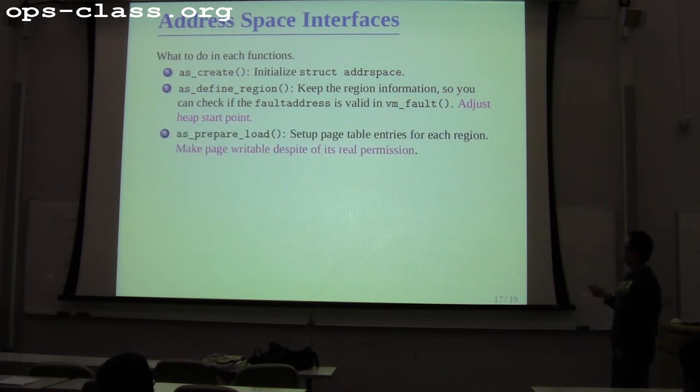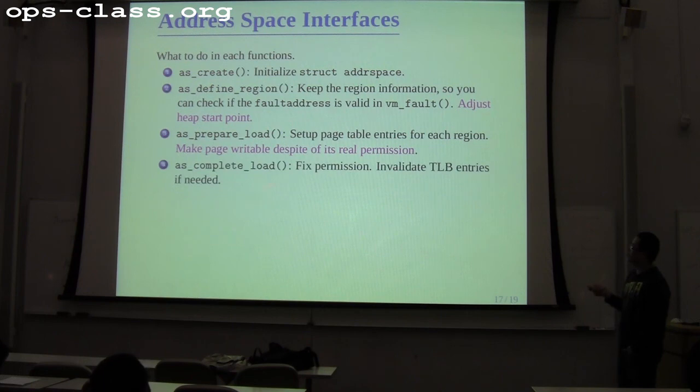In AS-prepare-load, you can set up the page table, or you can allocate the pages, but I don't recommend it. You should allocate the pages in a universal way, in that you only allocate pages when somebody is actually trying to access that virtual page. You may also want to change the page permission to be writable despite the actual region permission. So even though the code region is only readable, you may want to set it writable so that load elf can write to it. You need to write some content the first time, then you can set it as read-only.